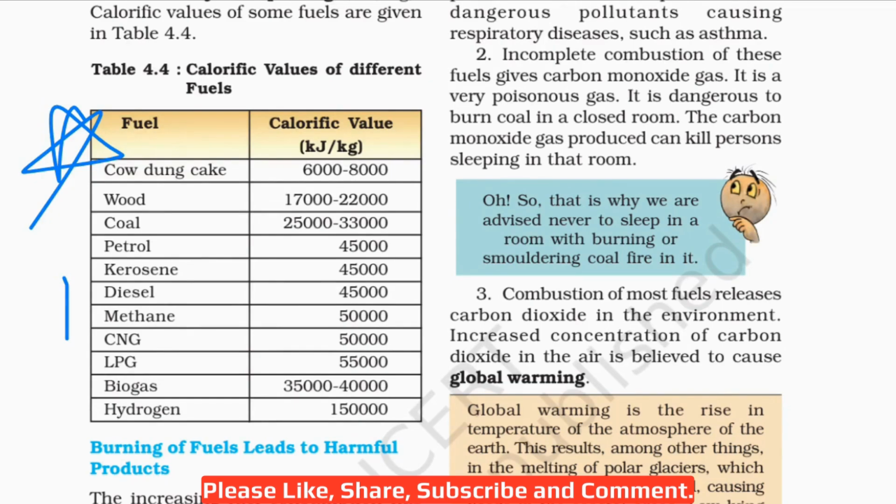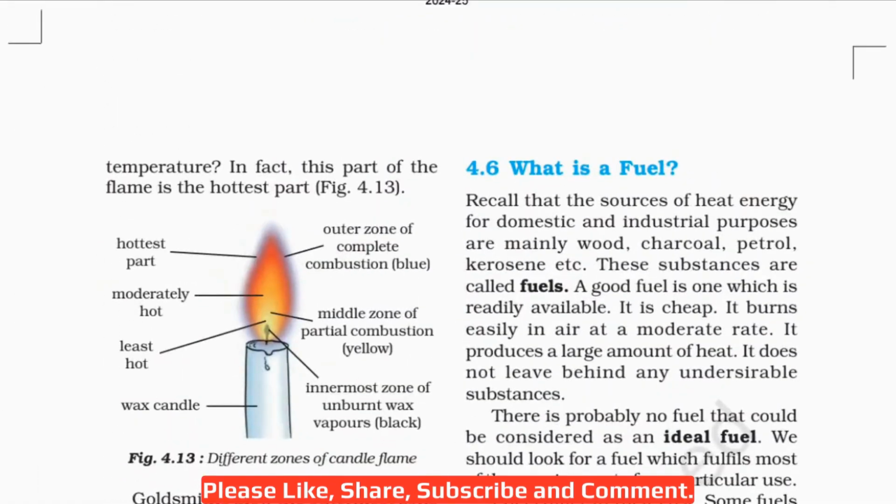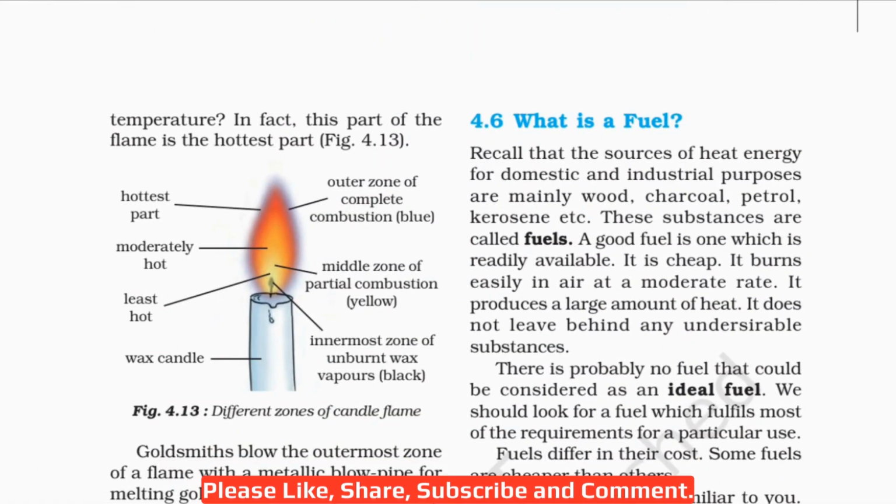And also, if we go back to this candle diagram, I would like to add here. In this middle zone, you can add that this middle zone is called the luminous zone as well. Okay, and then the outermost zone is called the non-luminous zone. So just remember this as well.